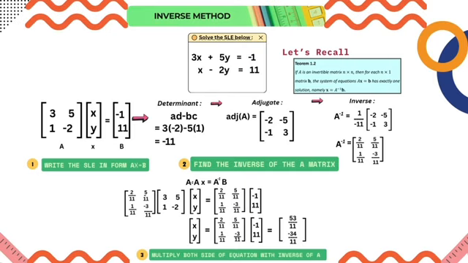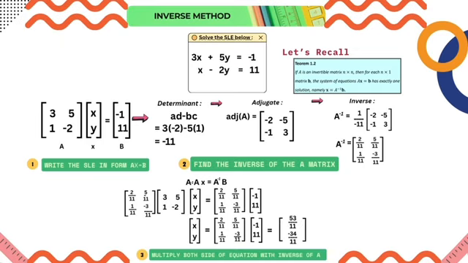The answer we get is [2 over 11, 5 over 11; 1 over 11, -3 over 11] for the inverse of A. The last step is we must multiply both sides of the equation by the inverse of A. So the formula is A inverse A x equals A inverse B. We just substitute into the formula.